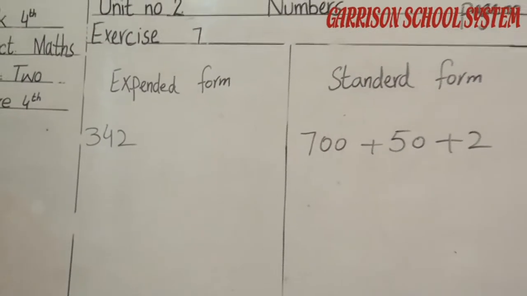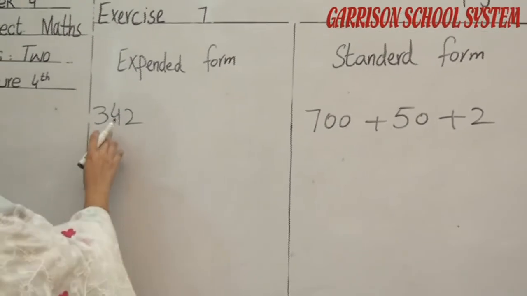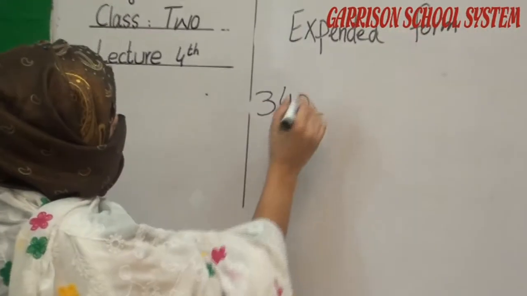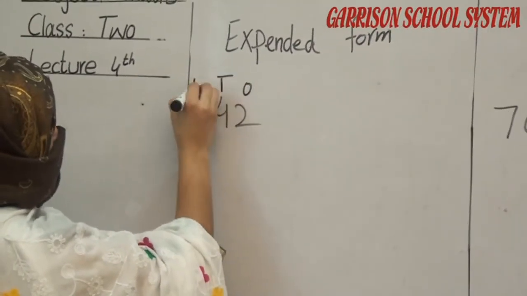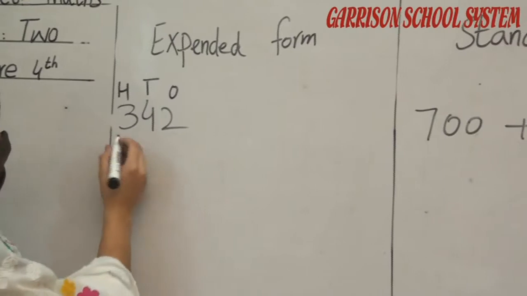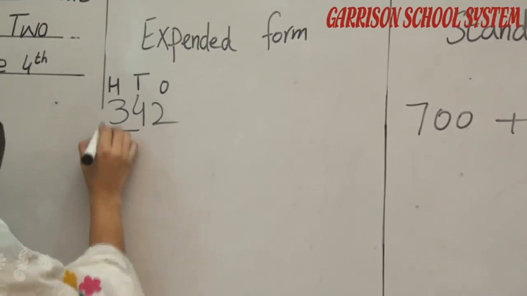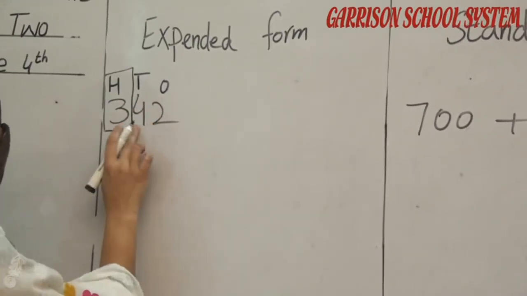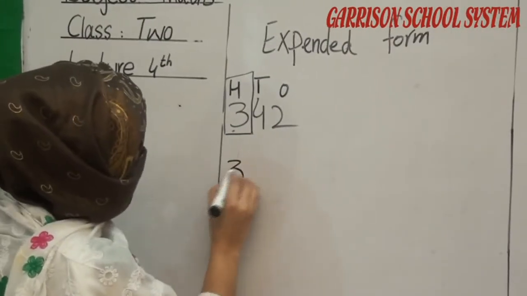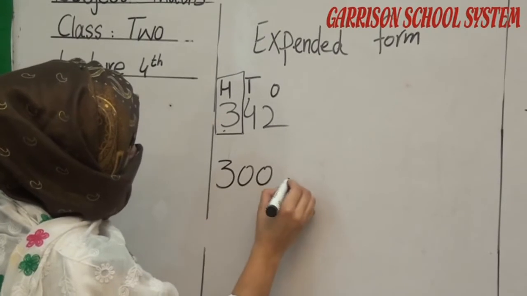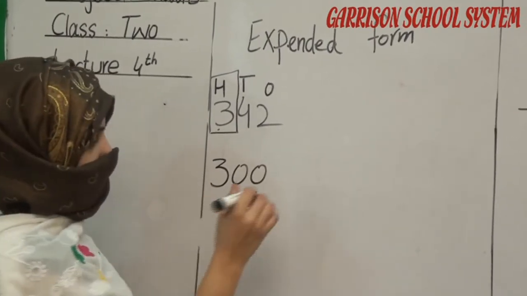Both methods are opposite of each other. Here is 342. First, what should we do? We have to write ones, tens and hundred. Understand, students? Now, we have to write these numbers separately with their place values. Okay, its place value is 300. Which sign do we have to put here?